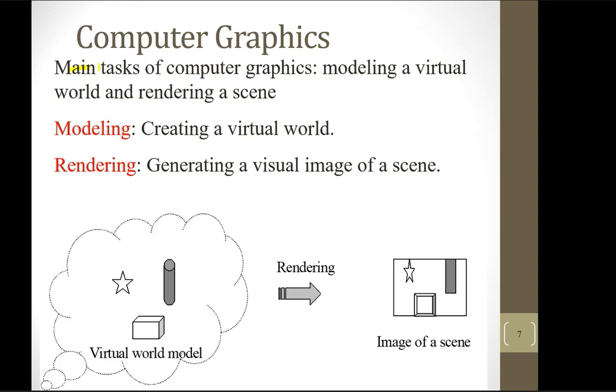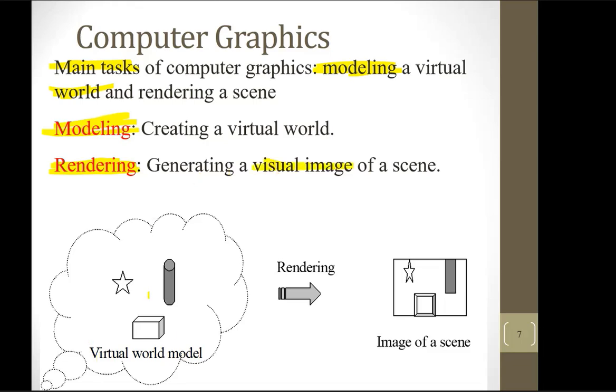So we have two main tasks in computer graphics. The first task is the modeling. Here we are creating a virtual world. This is what a model means: designing and then modeling a virtual world. This is the first step. The second step is to generate an image from this world. This is called the rendering. So the rendering is generating a visual image of the scene.